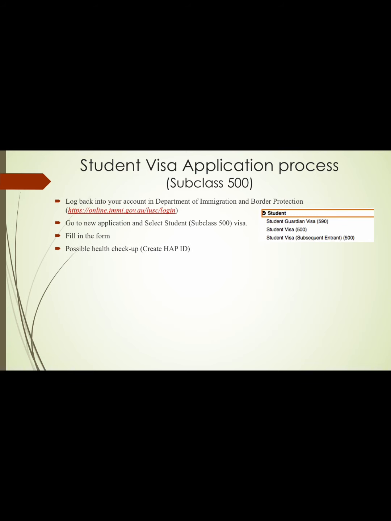Next is to fill in your visa application form. They might ask you for the possible health checkup. Again, depending on where you are coming from, we don't know yet if you'll need it or not. But if you do, you also need to create a HAP ID, which you can make from the same link right above there. Now, next is pay your visa application fee, and once you make your payment, you'll get the transaction number. Save this number; it always helps.